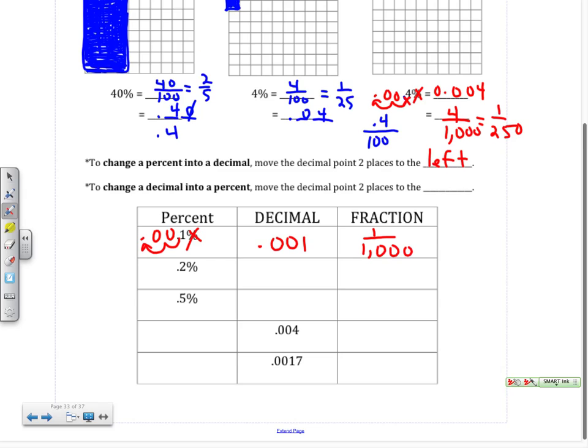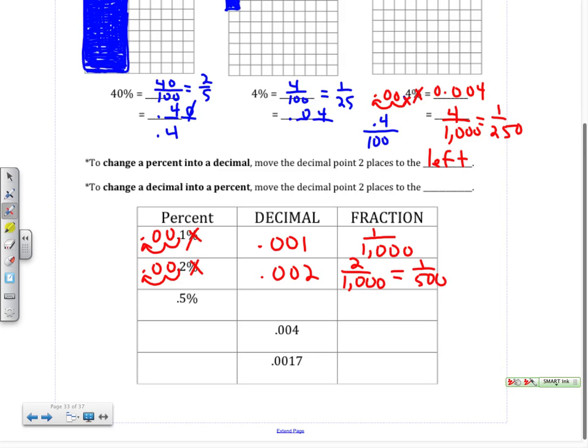Now 0.2%. Start at the decimal point to change the percent to a decimal. Move the decimal point over 2 places to the left. Drop the percent sign, add your new decimal point, and you get 2 thousandths. 2 thousandths simplifies to 1/500th.